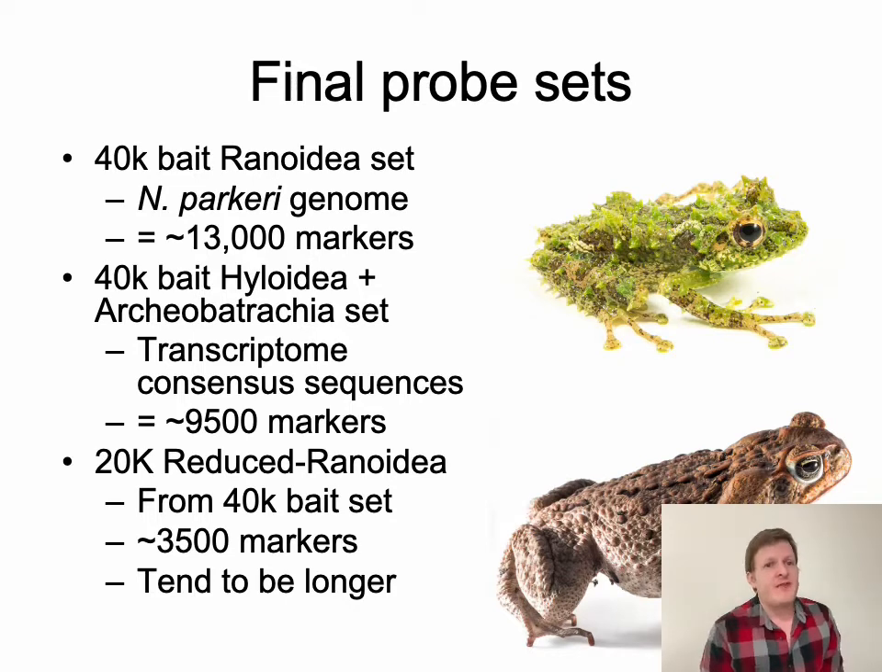To summarize these final probe sets, I have all three listed here, with the Ranoidea set on top, designed from the Nanorana Parkeri genome, the Hyloidea and Archaeobatrachian set, which is the transcriptome consensus sequences, and finally the Reduced-Ranoidea set, which is designed from the full Ranoidea set, but reduced down to a smaller size to fit within the target clade of interest.